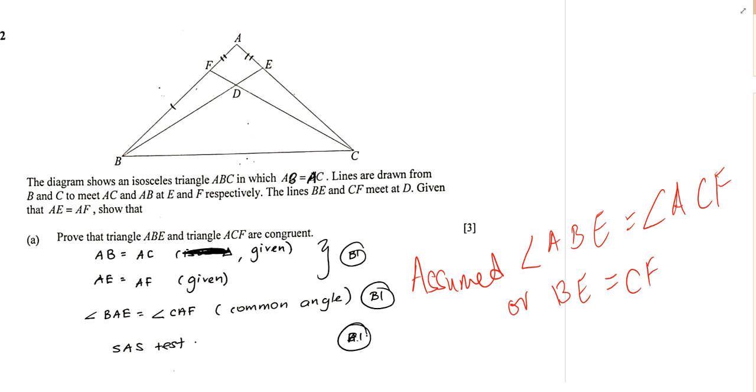Okay. Next one. They also give us BAE equals CAF. That is a common angle. BAE, CAF. Yeah, it's the common angle, right? So based on these three pieces of evidence, I've got a side angle side where the angle is included. Do you all agree? Therefore, they are congruent. Okay, ABE and ACF. Now, the common mistake is that many of you assume that. What did I write over here?